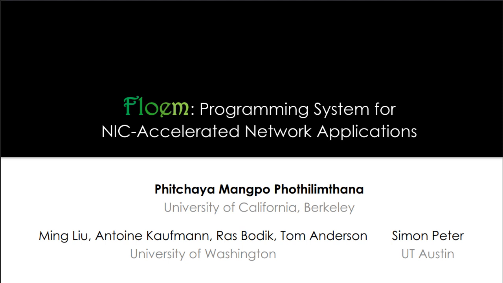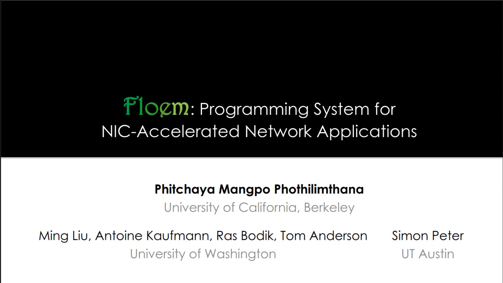Now let's take a look at how good Floem is at helping developers explore different offloading designs. Here's our experiment setup. We have a server with a smart NIC, which is the Cavium LiquidIO. We have a server with a non-smart NIC. For that one, we use the Intel NIC that has DPDK support for sending and receiving data, and we use this kind of server to evaluate the CPU-only implementation. For those two kinds of server, we use the same kind of CPU.